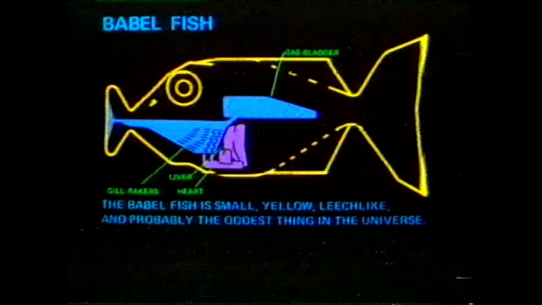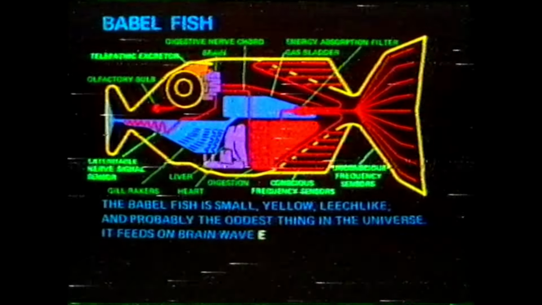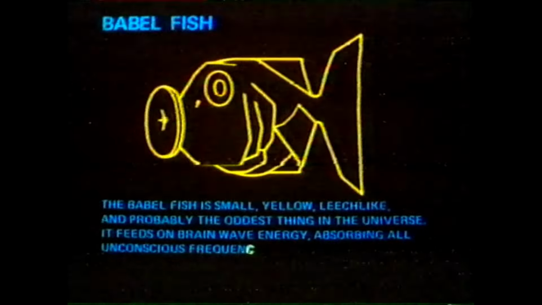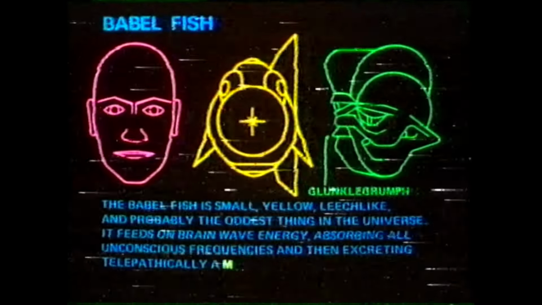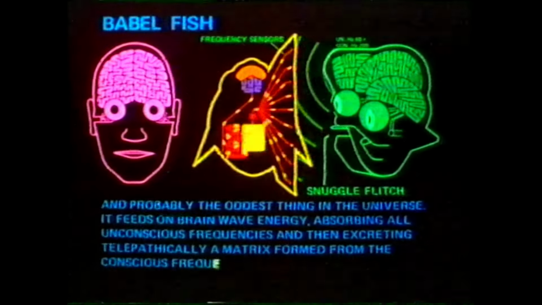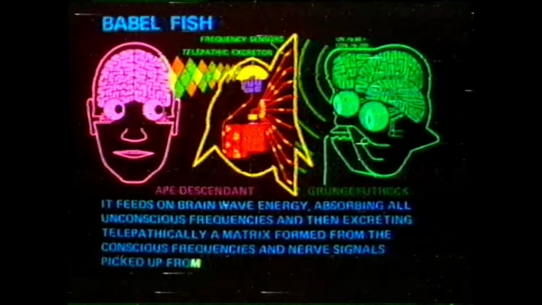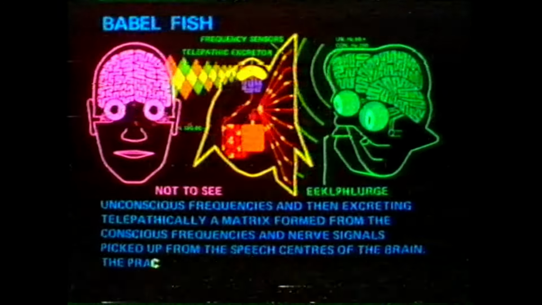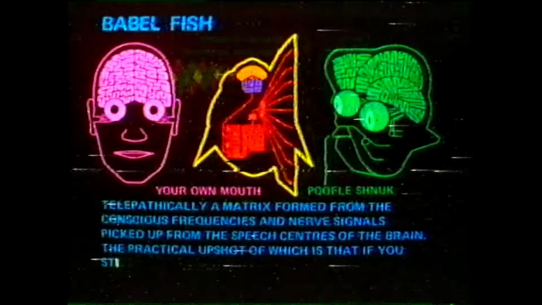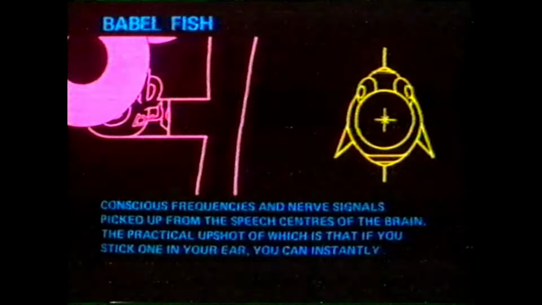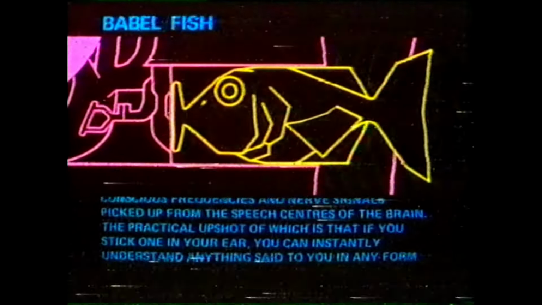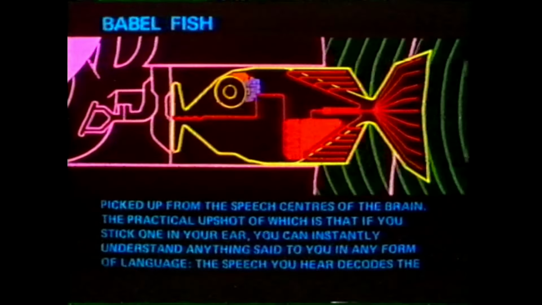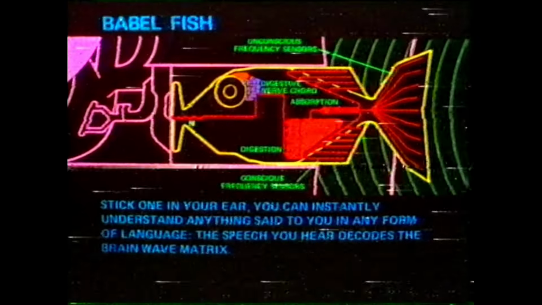The Babel fish is small, yellow, leech-like, and probably the oddest thing in the universe. It feeds on brainwave energy, absorbing all unconscious frequencies and then excreting telepathically a matrix formed from the conscious frequencies and nerve signals picked up from the speech centers of the brain. The practical upshot of which is that if you stick one in your ear, you instantly understand anything said to you in any form of language. The speech you hear decodes.